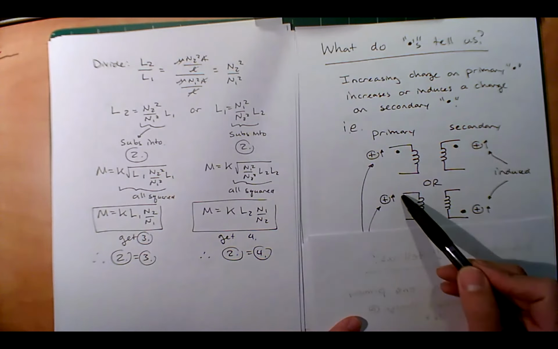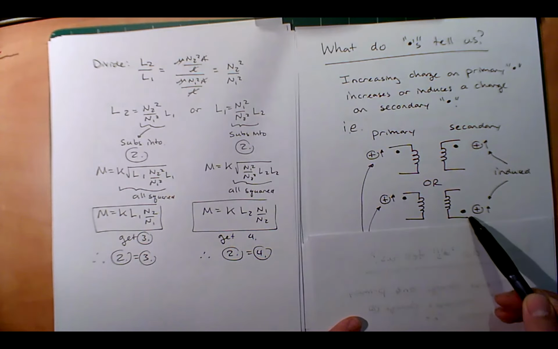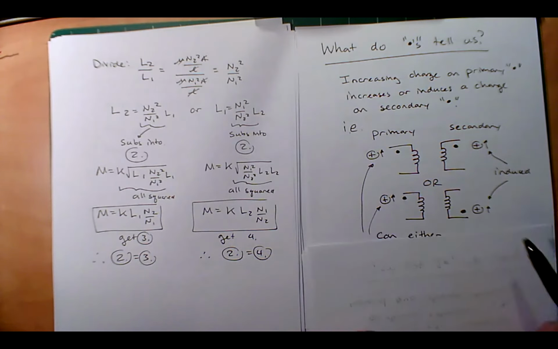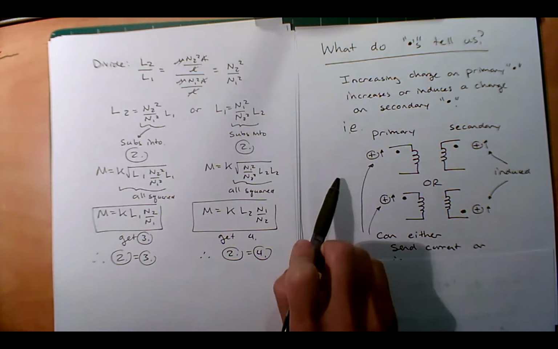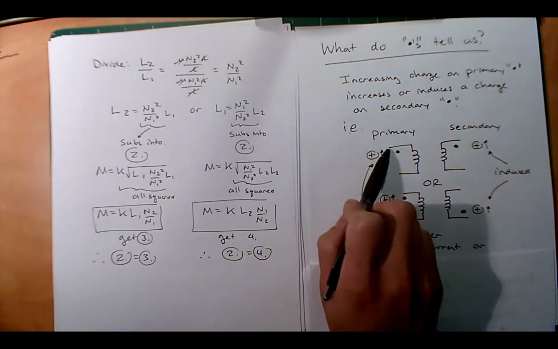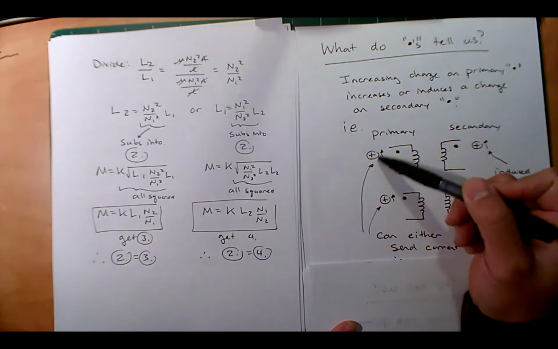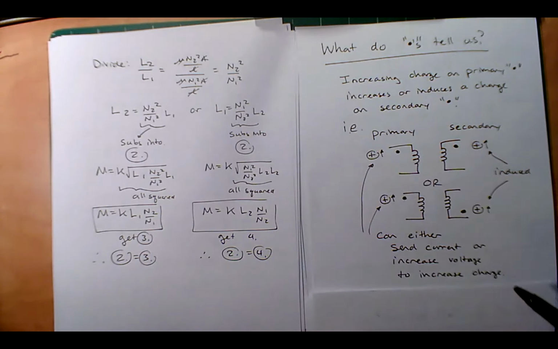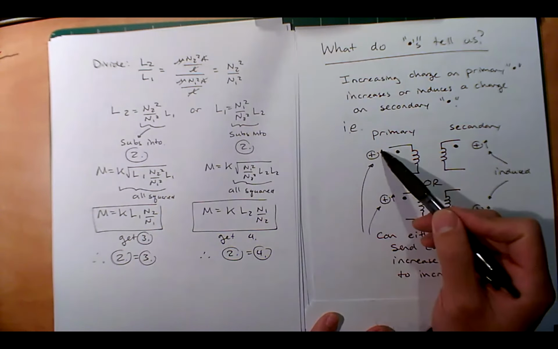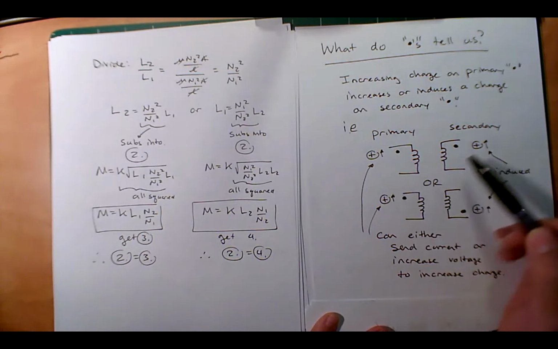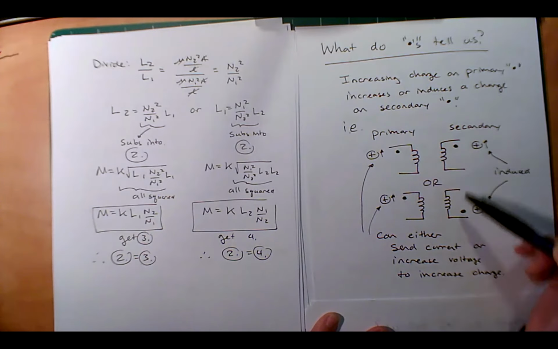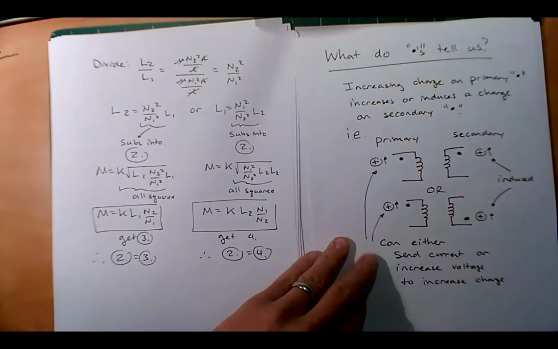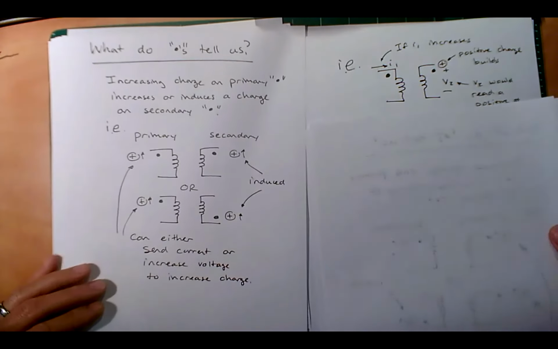Now here's a different version where the dots are diagonal. If I increase the charge here, I'll increase the charge on the bottom side, right? And how would I increase the charge on the primary side? Well, I can either send current into the dot, or if I had a voltage, I could increase the voltage at the dot, okay? So I can either send current in or increase the voltage, and that's going to induce positive charge at these dots, okay?